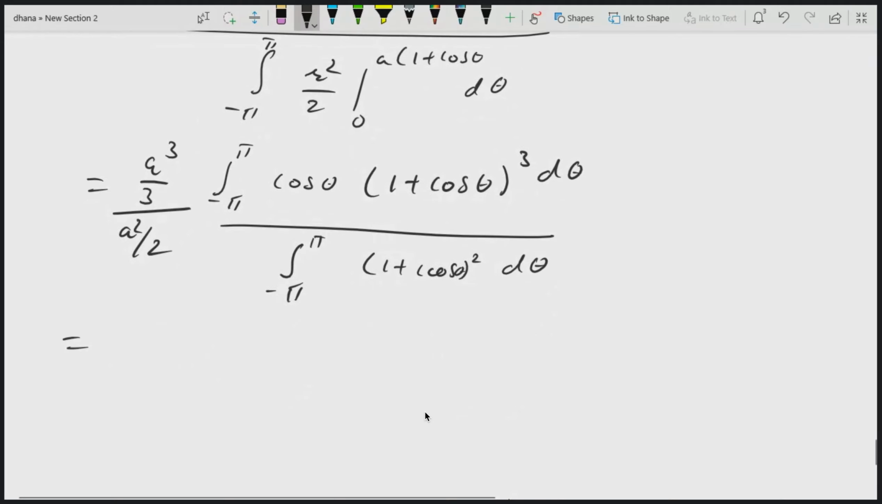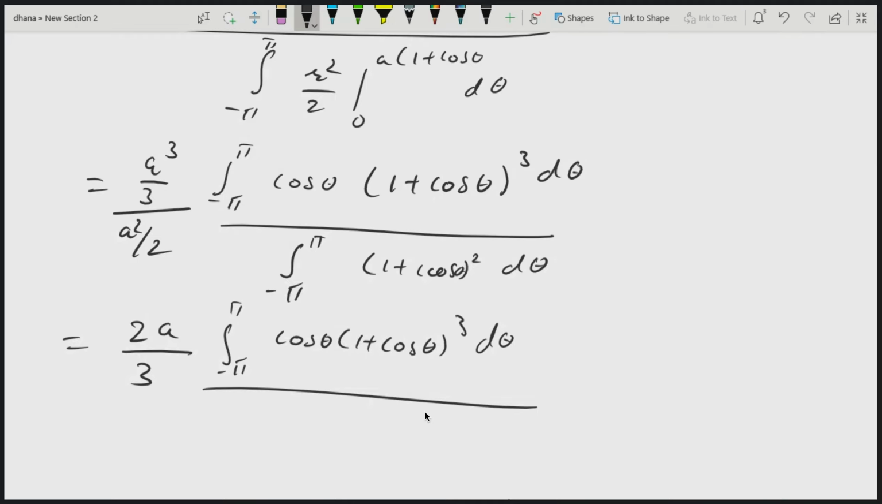So if you simplify, you will get a cube, a square cancel. So one of the a, 2 by 3 a you will get. Limits minus pi to plus pi. You simplify this thing accordingly and solve it. Cos theta, 1 plus cos theta whole cube, divided by limit minus pi to plus pi, 1 plus cos theta whole square d theta. Okay, solve now.